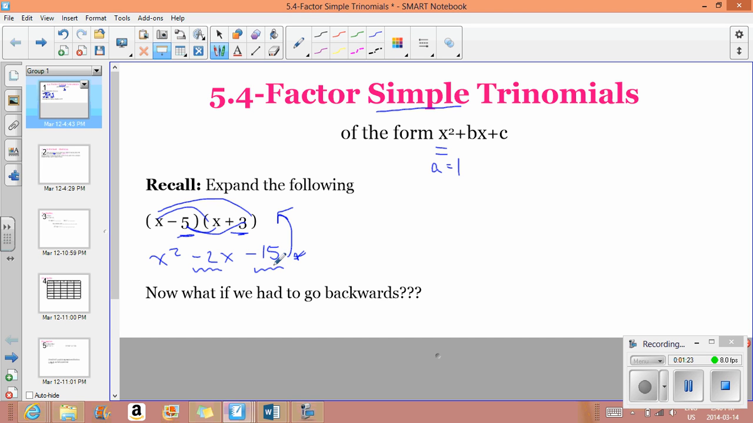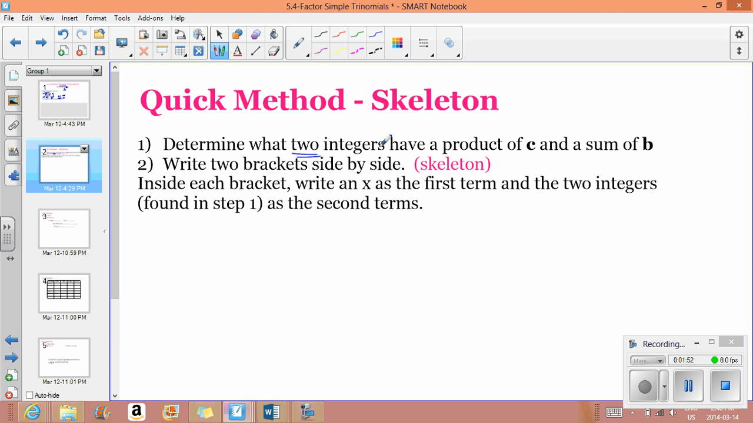It actually works out that for the last value, the c value, you're looking for 2 integers that multiply to get this, and those same 2 integers also have to add to get the b term, the value in front of the x. So if we do negative 5 times 3, that gets negative 15, which is what we're looking for. And if you do negative 5 plus 3, that gives you negative 2, which is what we're looking for. So you're looking for 2 integers that multiply to get c, and add to get b.